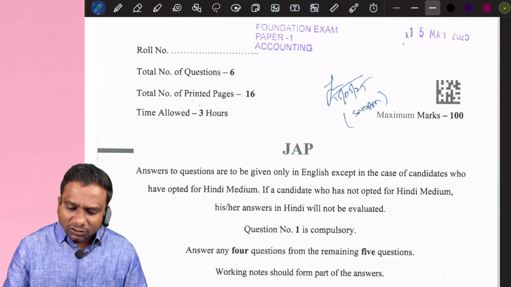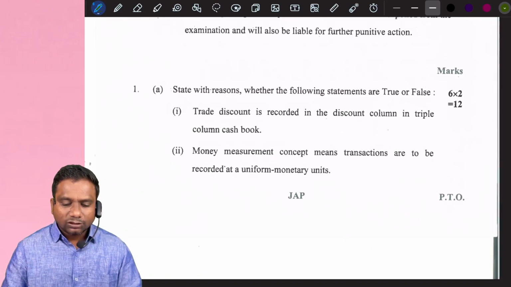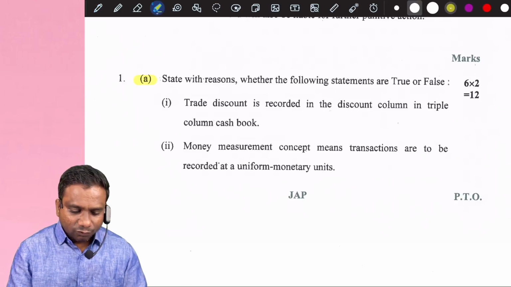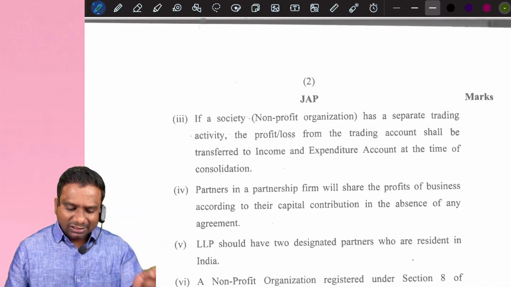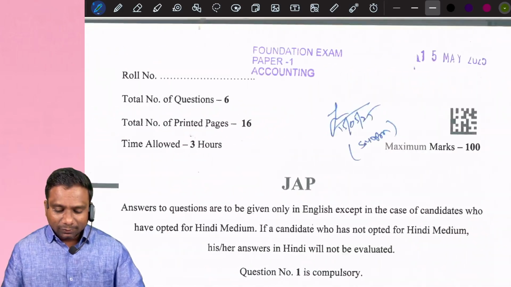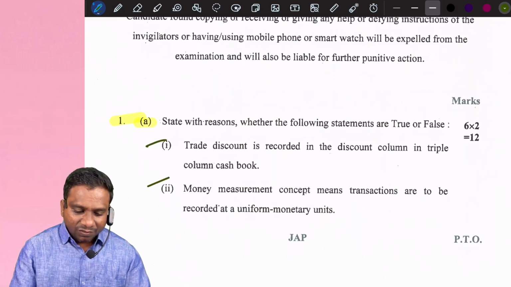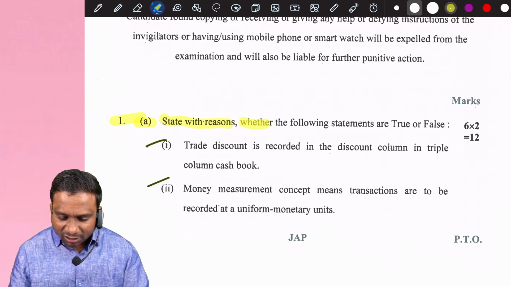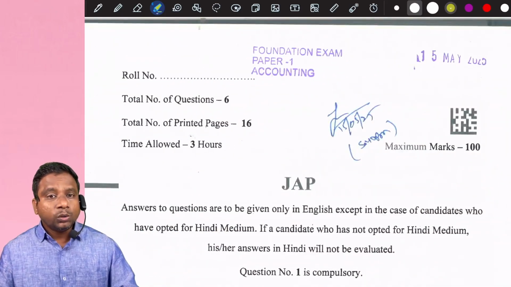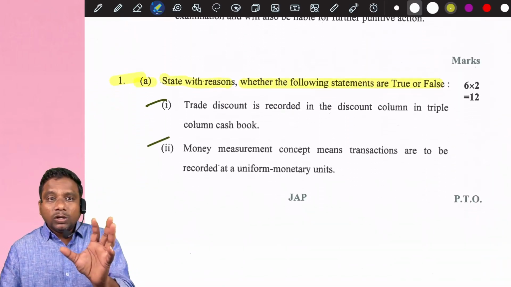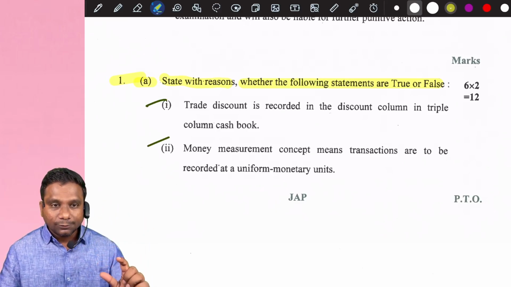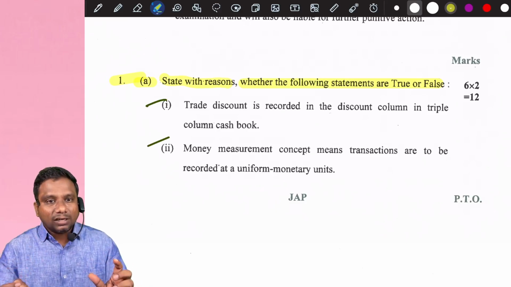Now first come to true or false statements. Suppose let us take for example the first question, part A. Here we get 6 true or false statements. Here they have clearly given: state with reasons whether the following statements are true or false. So first you have to say whether the statement is true or false. Thereafter you have to give the reason also.